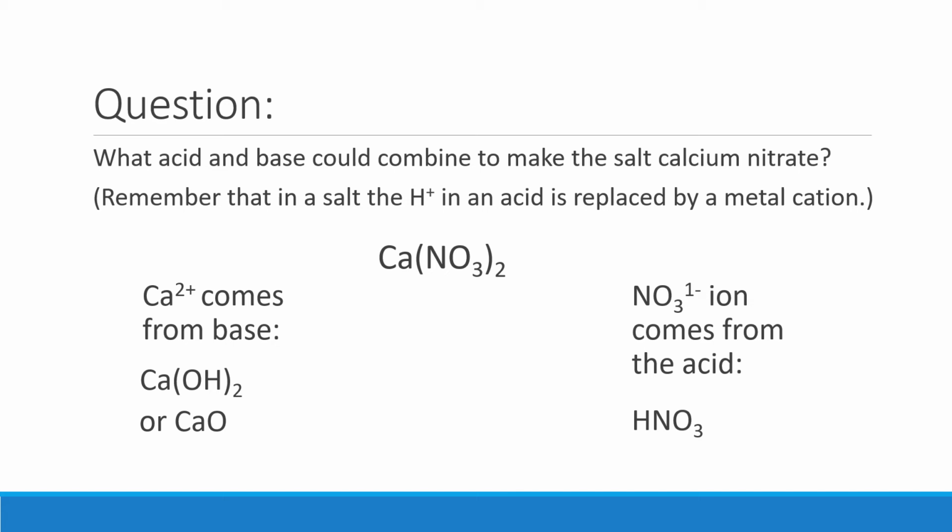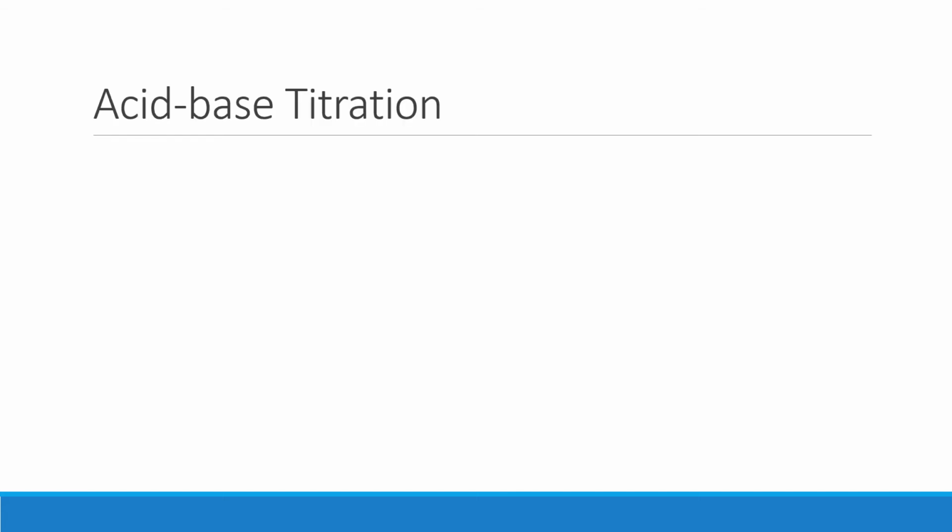Okay, so those are our 4 types of reactions. Acids react with metals, they react with metal carbonates, they react with ammonium, and they react with bases. And now we want to focus for the end here on that last reaction of acids and bases and see how that applies to something called titration.